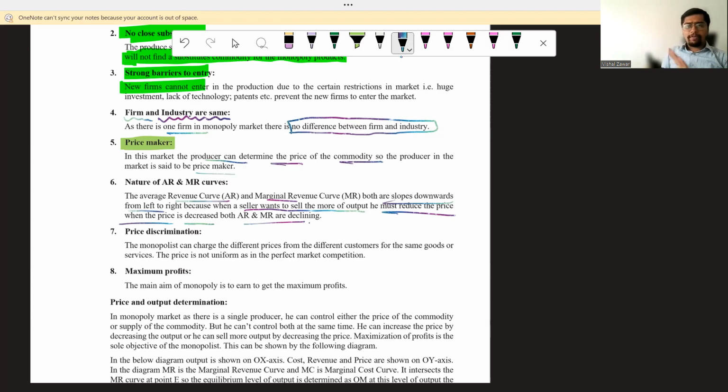So in all imperfect competition, the same is going to happen. If we talk about any imperfect competition, pricing should be reduced to sell more.